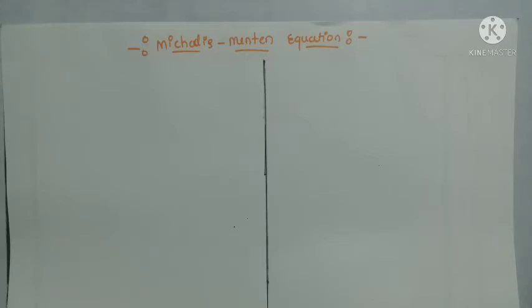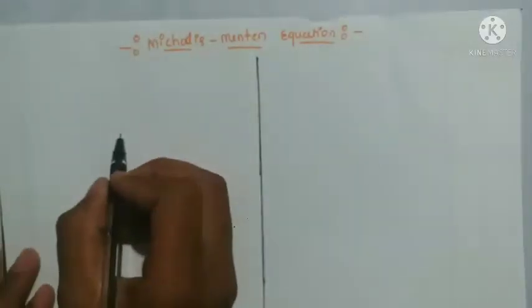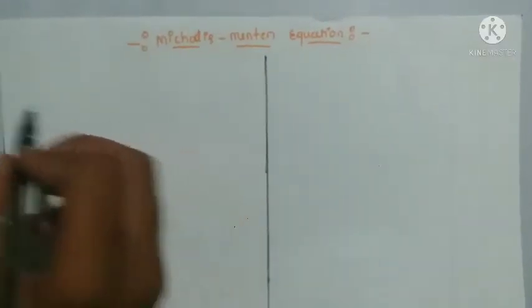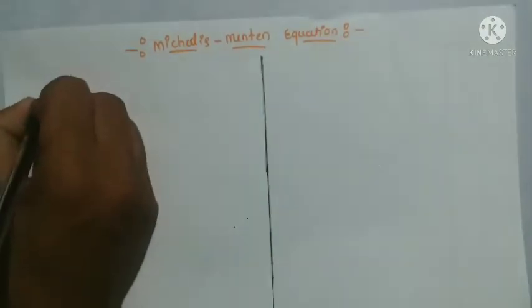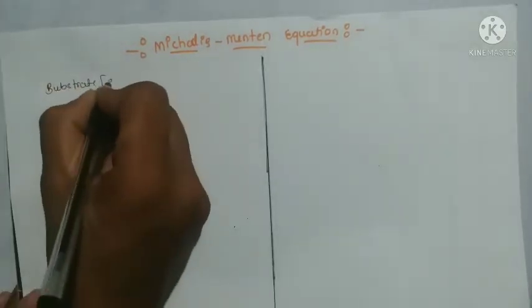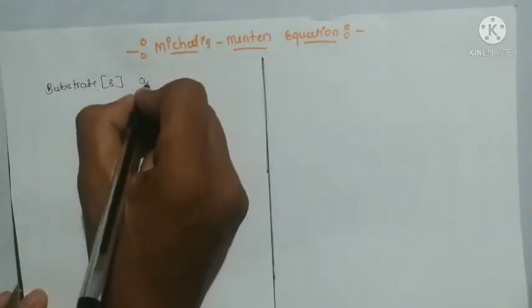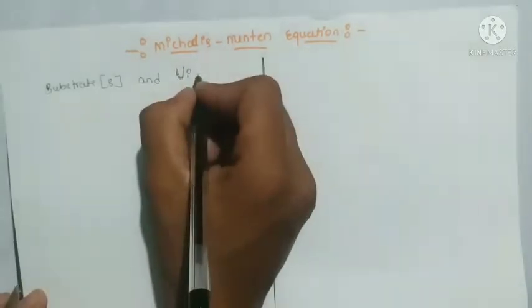In enzyme kinetics, two things come under it: the Michaelis-Menten equation and the Lineweaver-Burk plot. These are the two graphs that come under enzyme kinetics. Let us study the Michaelis-Menten equation. It gives the mathematical relationship between the substrate concentration and the initial velocity, which we write as Vi.